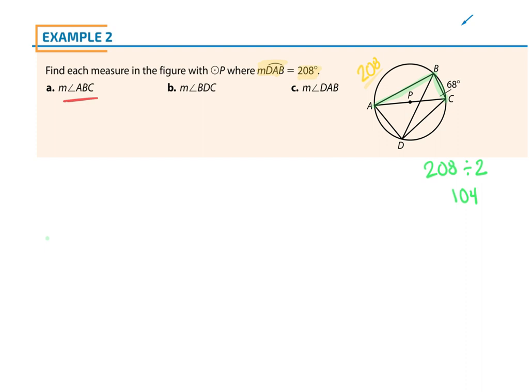What arc does it cut? Well, it cuts this arc right here. What type of arc is that? What type of arc is ADC? It's a special type of arc.